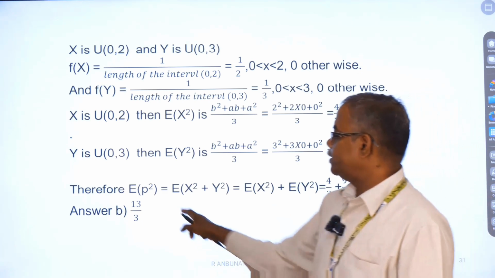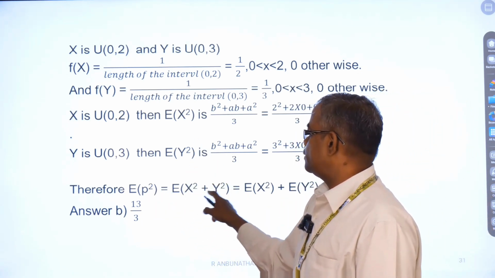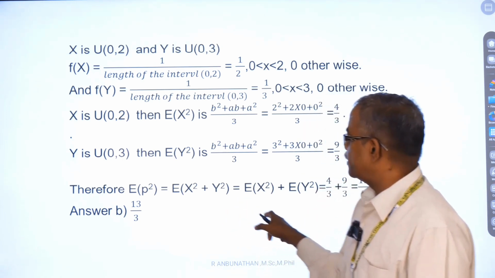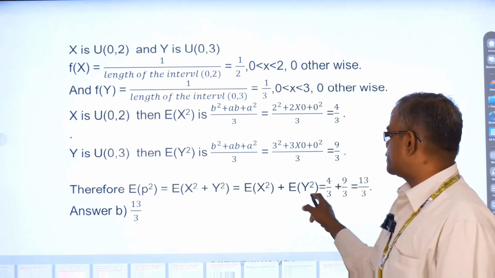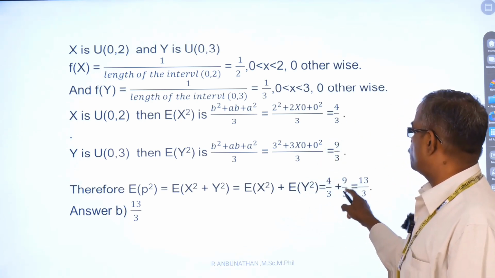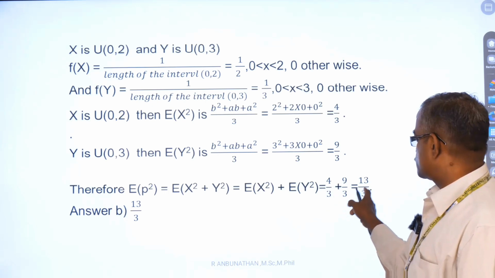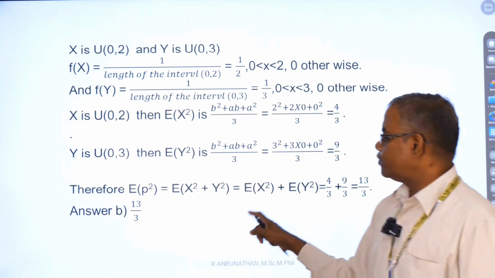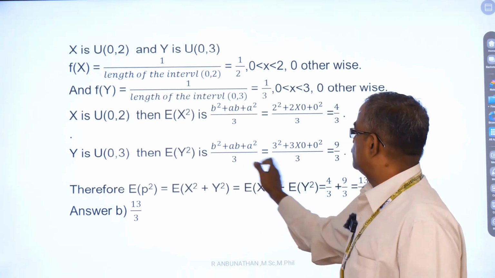They asked to find the E of P squared. E of P squared is nothing but E of x squared plus y squared, according to the diagram. This can be split as E of x squared plus E of y squared. E of x squared is 4 by 3 and E of y squared is 9 by 3. Together it comes to 13 by 3. Therefore, answer B is the correct one.